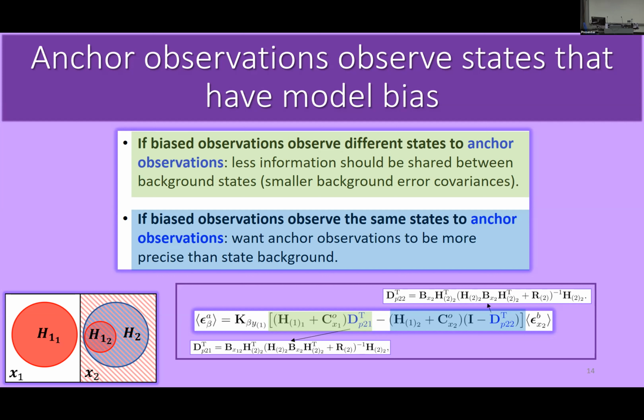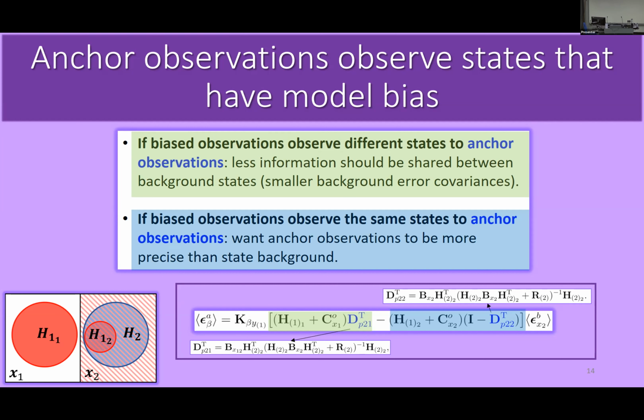we want less information to be shared between the background states so that less information about the model bias is passed into the biased observation. And this comes from this term here, so this D term. And it just means reducing the background error covariances so that this term reduces to zero.